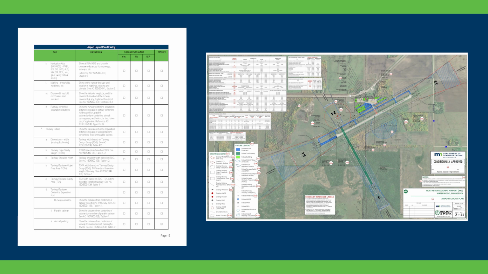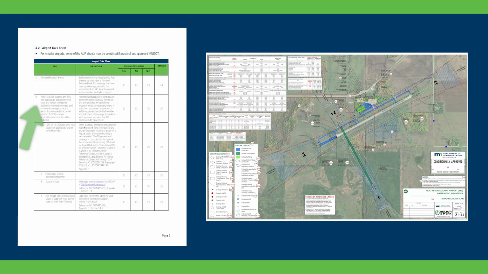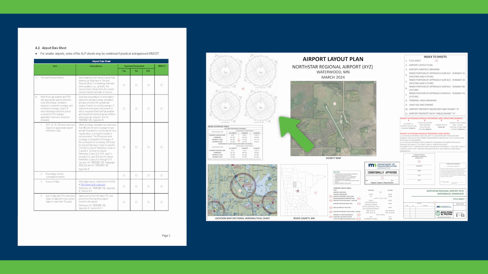In some cases, checklist items that are technically assigned to different sheets can be combined onto a single ALP sheet if there is sufficient space. For example, you could put the wind roses and other data from the airport data sheet onto the title sheet in the available space. Any proposed combinations must be coordinated with your MnDOT Office of Aeronautics Regional Airport Planner beforehand to ensure changes meet their standards.